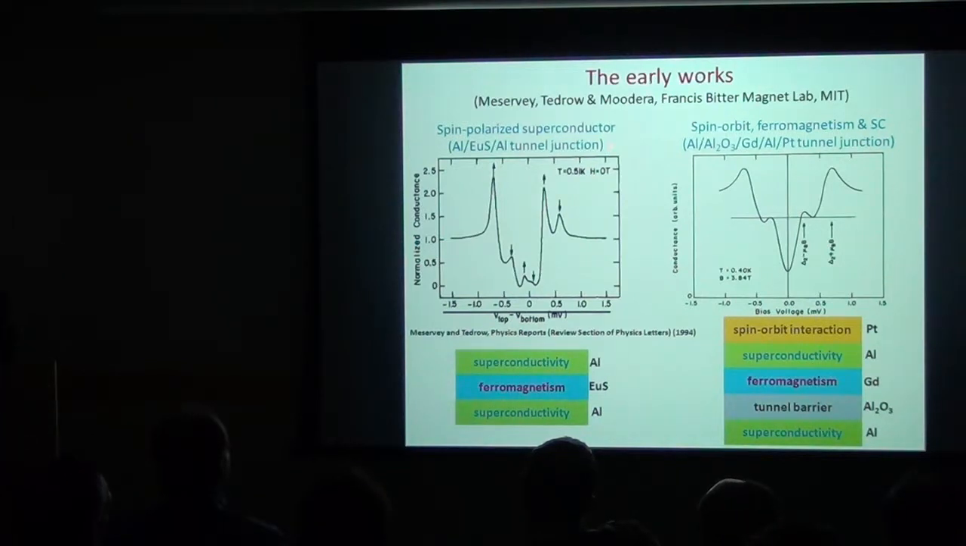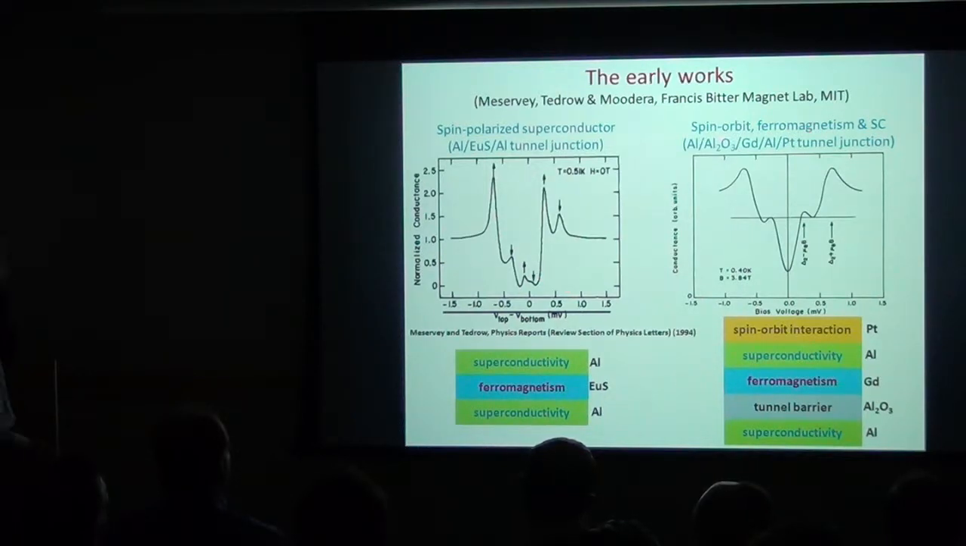Actually, Moodera is my current supervisor, and Meservey is actually Moodera's supervisor. So Meservey, Tedrow, and Moodera made similar approaches. For example, in this figure, they made a heterostructure of aluminum, europium sulfide, and aluminum. In this heterostructure, they combine superconductivity with ferromagnetism. So in this case, as I mentioned before, spin polarized superconducting quasiparticles are created.